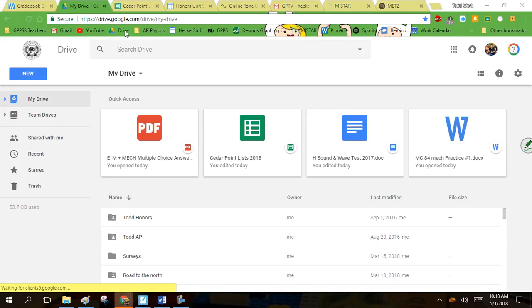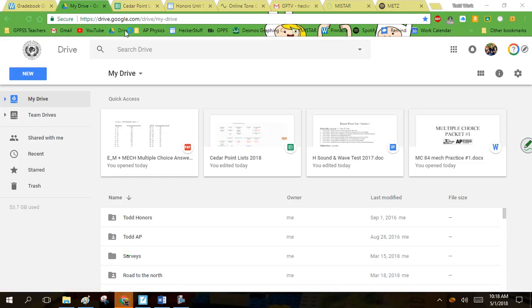Next page. A, D, B, B, A, E. Everybody good? Do I need to repeat any?